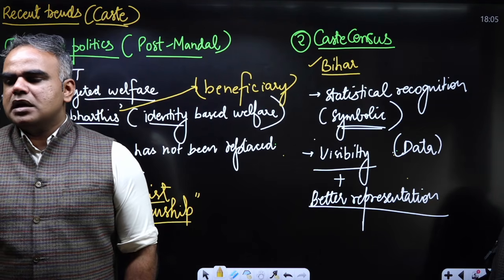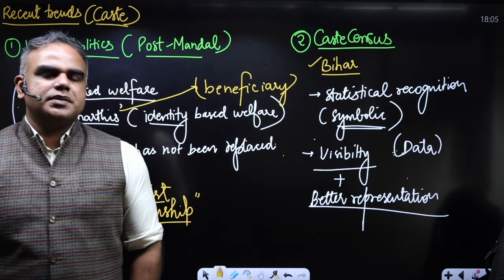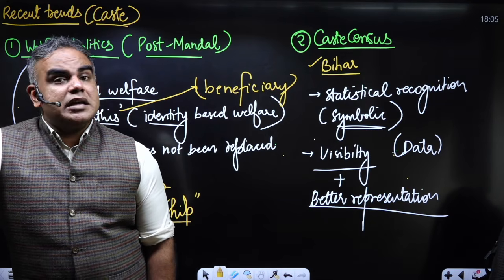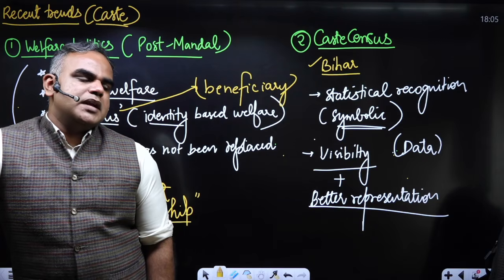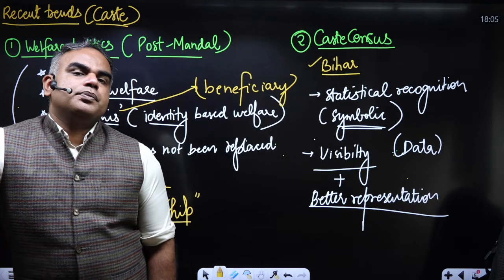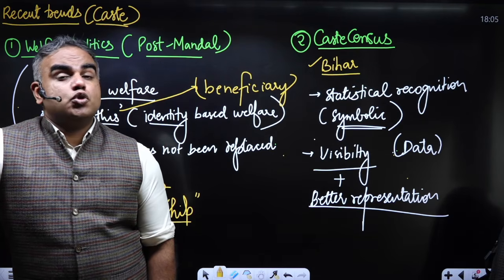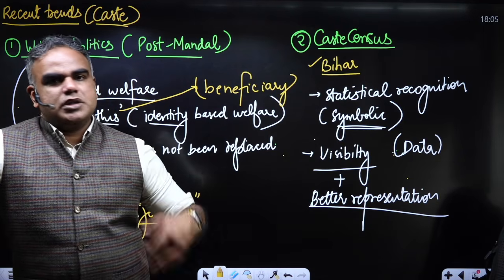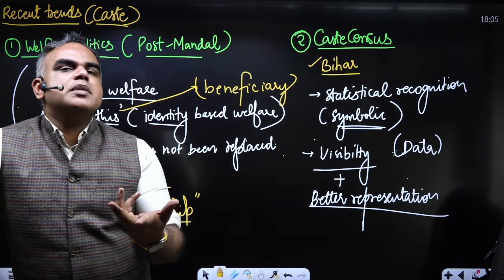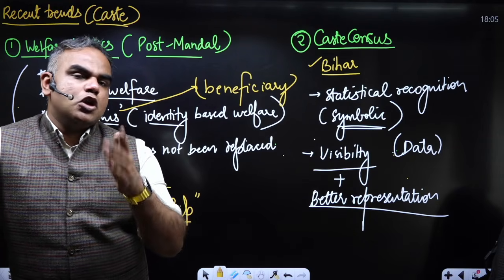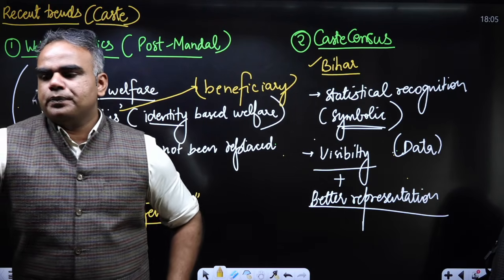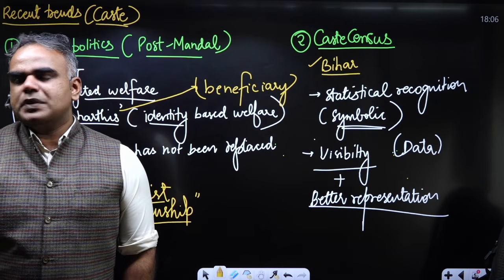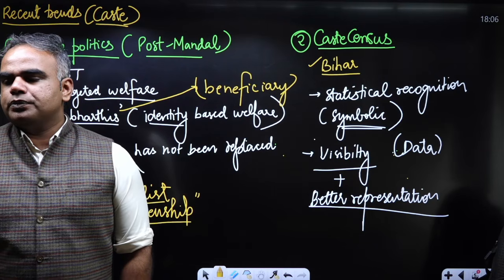Recent state level caste surveys, in the bracket, Bihar, have revived the debates on proportional representation, that ultimately the representation should be based on the proportion. The data of the Mandal Commission is from 1990, it's old, and the population has also increased. So the representation should be proportional. The reservation benefits should be allocated based on proportion. They have revived the debates on proportional representation and resource allocation.